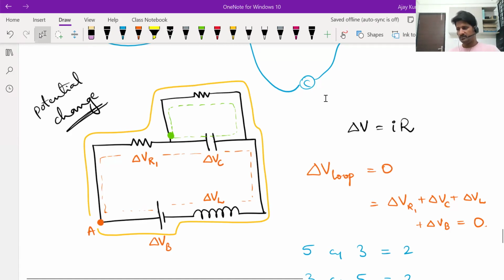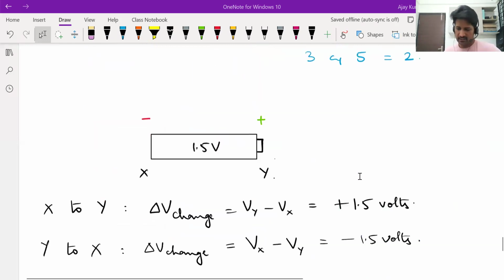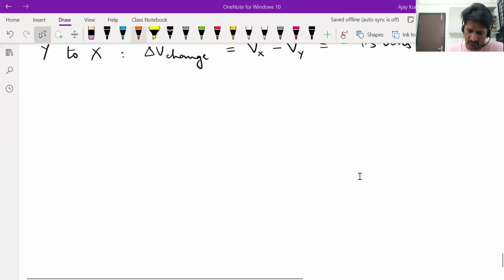This chapter, electromagnetic induction, I think the chapter after that is alternating current. In all the chapters, we'll be using KVL to derive very, very important relations. In fact, in this chapter itself, we'll be deriving the equation for charging of a capacitor and discharging of a capacitor. There also we'll be using KVL, meter bridge, potentiometer, everywhere. Okay, so the idea is clear. It's a simple thing only.